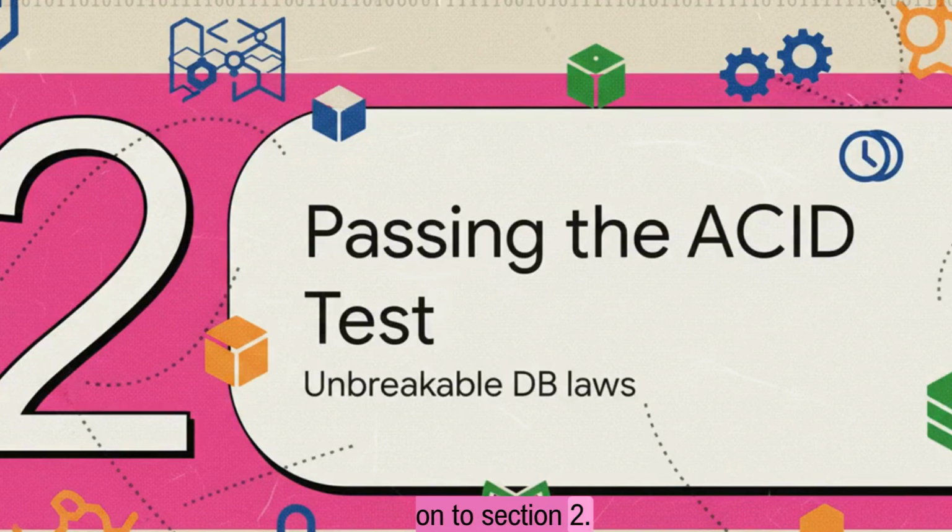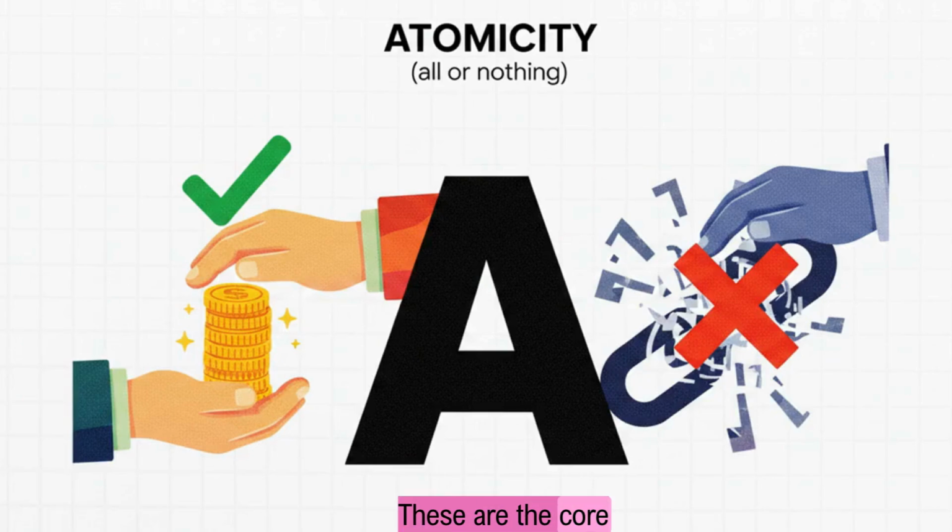Moving on to Section 2, passing the ACID test, the unbreakable laws of the database. These are the core rules that govern every single transaction. The A in ACID stands for Atomicity. This rule dictates that either all operations happen successfully or none of them happen at all. Going back to our bank transfer example, if money is deducted from your account but not added to the recipient's, Atomicity ensures the entire transaction is canceled right there on the spot. It is strictly all or nothing.